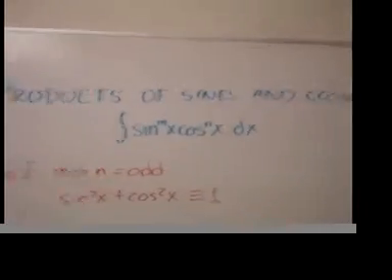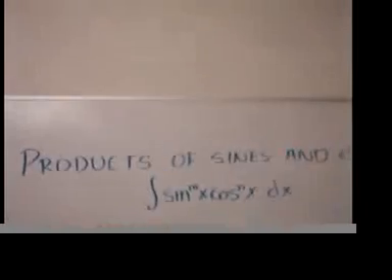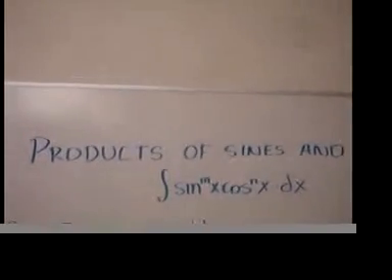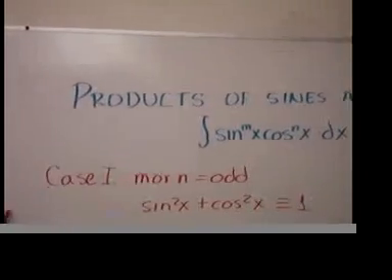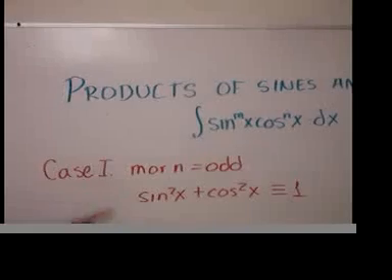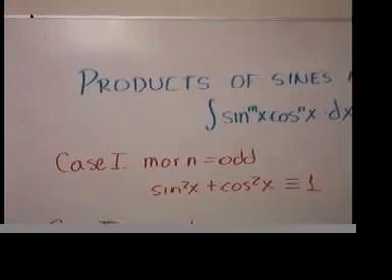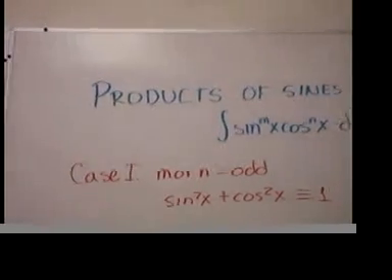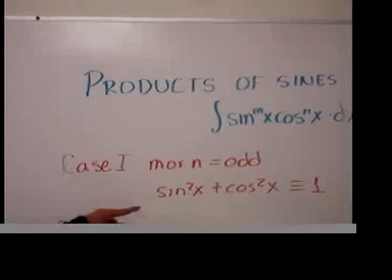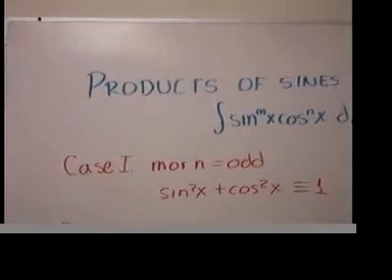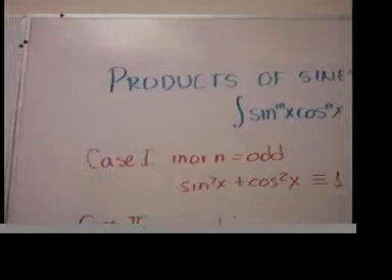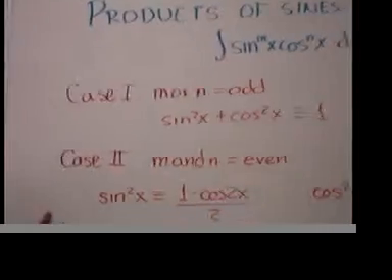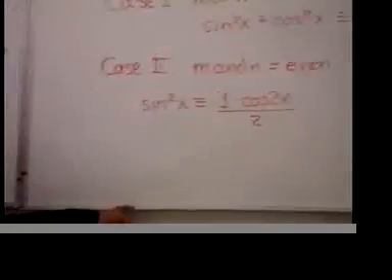cosines. So you have the integral of sine to the m of x times cosine to the n of x times dx. We have two cases. Case number one is if m or n are odd numbers. If that is the case, you have to use the identity sine square of x plus cosine square of x equals 1. And the other case is if m and n are even numbers.